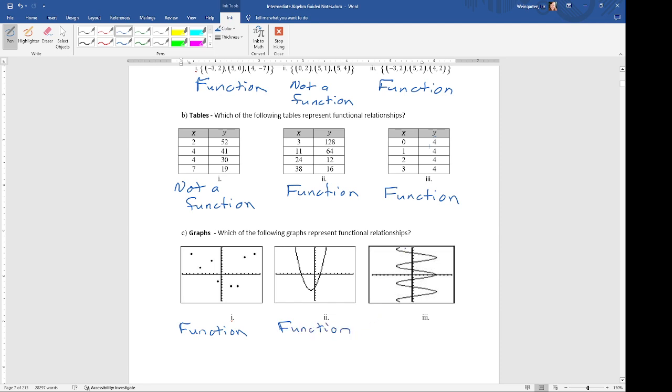In our last example, we can see if we draw a vertical line, it's not a very straight line, but pretend it is, it touches our graphed relation many times. Therefore, this is not a function.